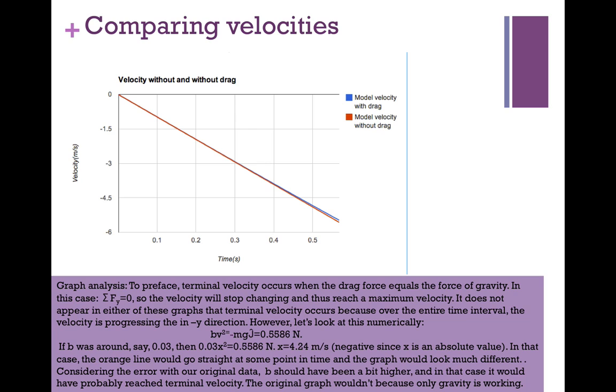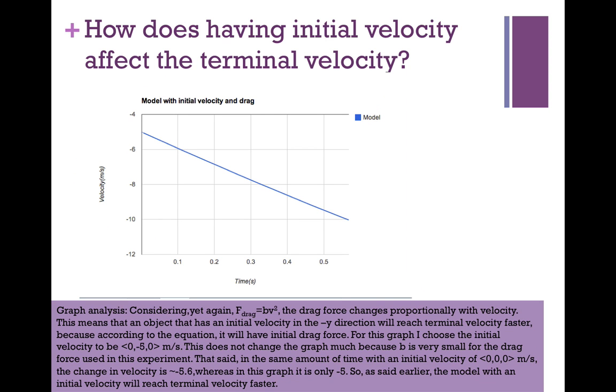If you look at the math at the bottom of the graph analysis, you should see that, yes, the model velocity would have drag. Theoretically, if b was actually bigger, not due to our error, it should reach terminal velocity, which means that the blue line in this graph should probably plateau at some point. So how does having initial velocity affect the terminal velocity? Again, b is so small that it's not going to reach terminal velocity unless there's a really, really high initial velocity.